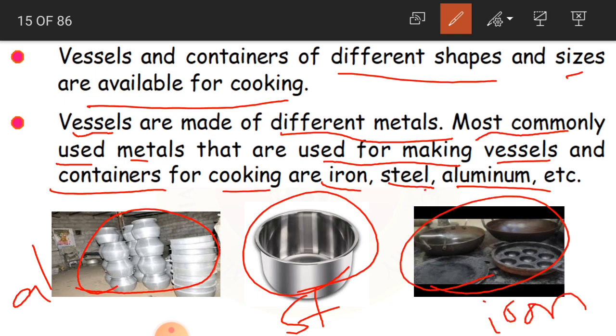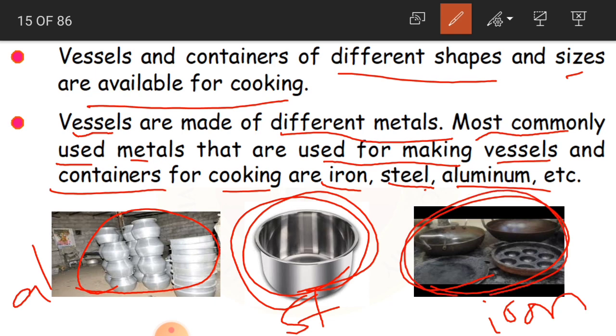As you can see here, these are aluminium containers, that is vessels, this is steel and these are iron. In the olden days, most of our grandmothers were using aluminium vessels. Even now we use them, but their use has become less. Only for big dishes, if you want to cook for so many members, then we take the help of aluminium vessels. But mostly these days we are using steel containers. We also use iron containers.